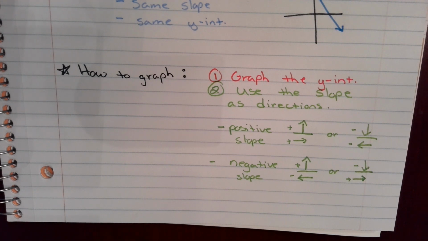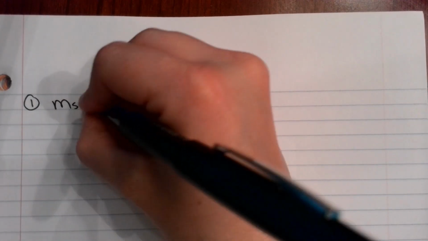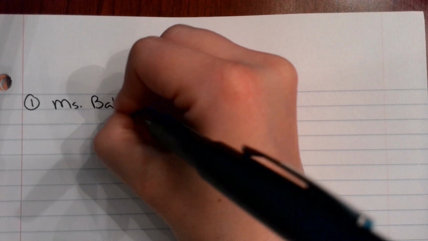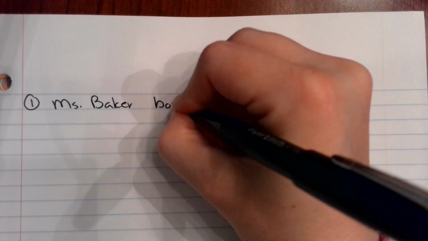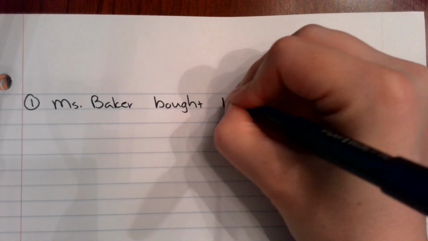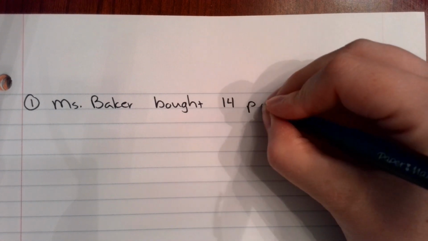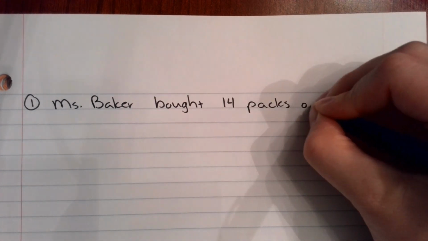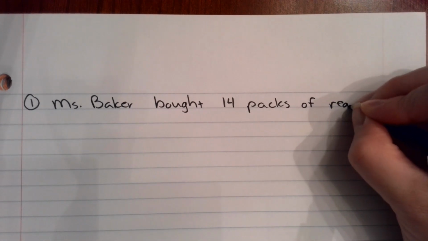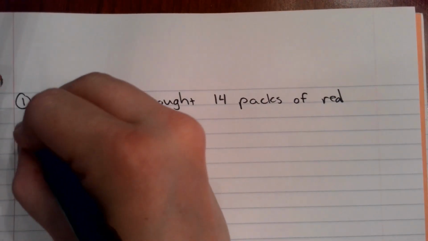All right, so let's go ahead and focus on just writing our systems. Given word problems, how to translate that into a system. So we have Miss Baker, and she bought 14 packs of red and green paper.